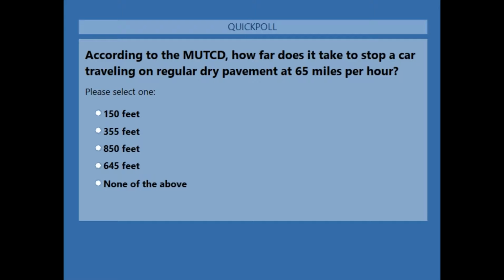To vote on your screen, you may need to click the escape button to exit full screen mode. I'll go ahead and read the question. According to the MUTCD, how far does it take to stop a car traveling on regular dry pavement at 65 miles per hour?